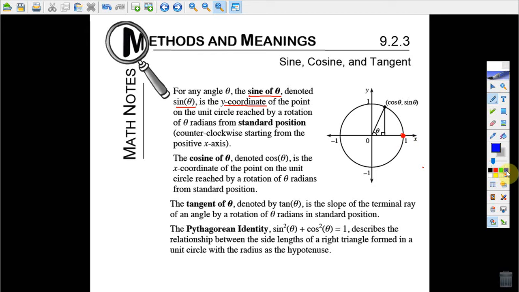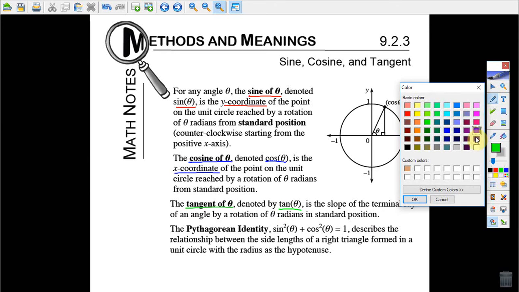The cosine of theta, denoted by cosine theta, is the x-coordinate of the point on the unit circle reached by rotation of theta radians from standard position. And the tangent, denoted by tangent theta, is the slope of the terminal ray of an angle by rotation of theta radians in standard position.